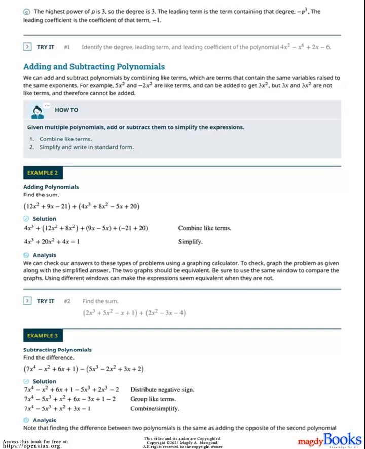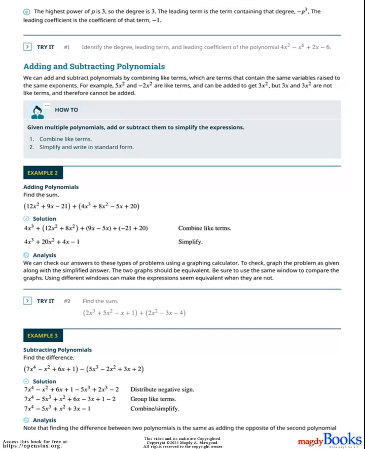Analysis. We can check our answers to these types of problems using a graphing calculator. To check, graph the problem as given along with the simplified answer. The two graphs should be equivalent. Be sure to use the same window to compare the graphs. Using different windows can make the expressions seem equivalent when they are not.